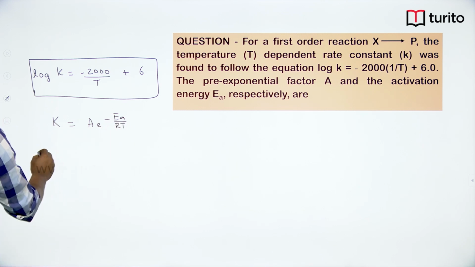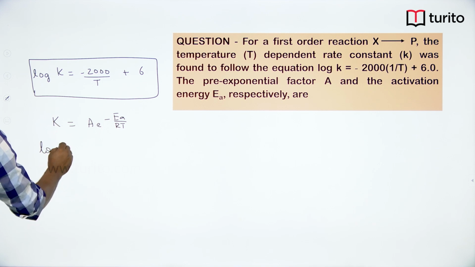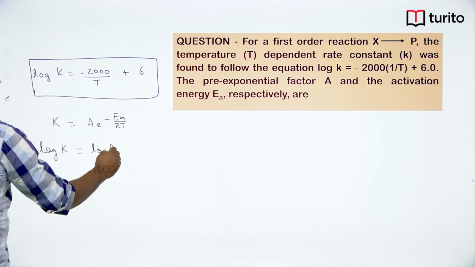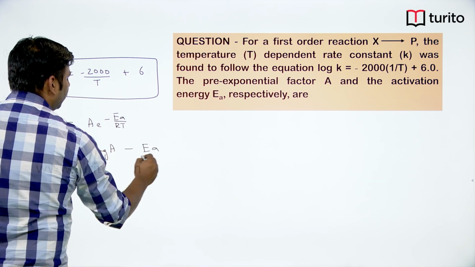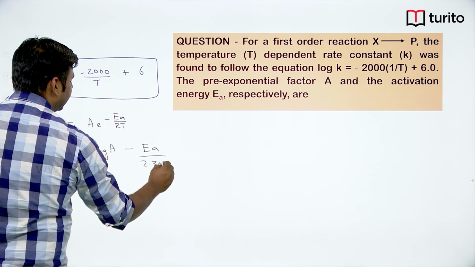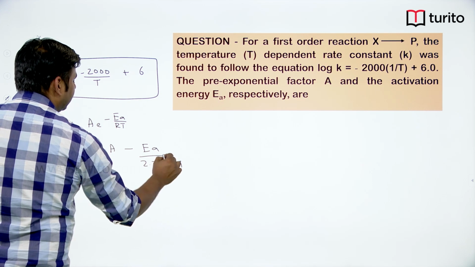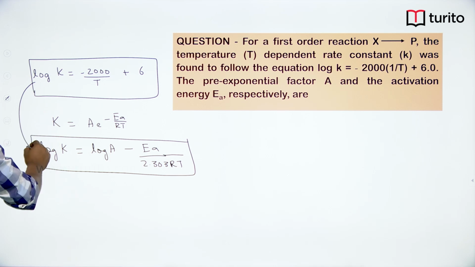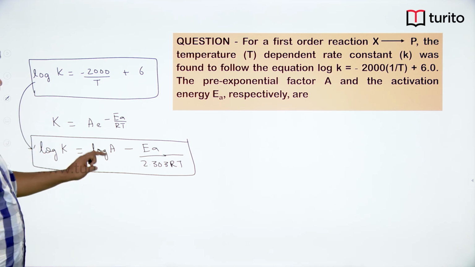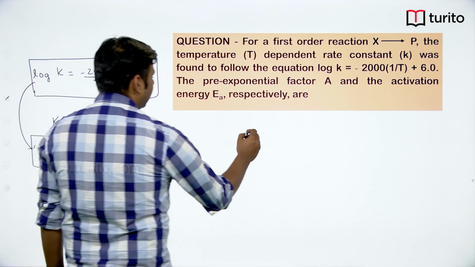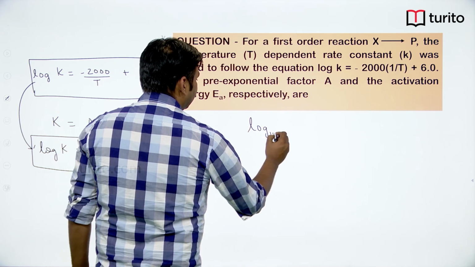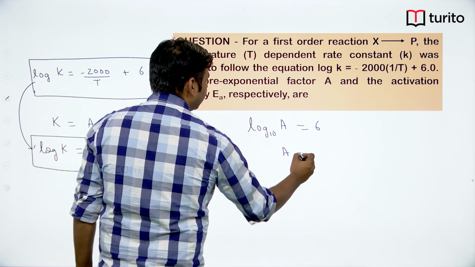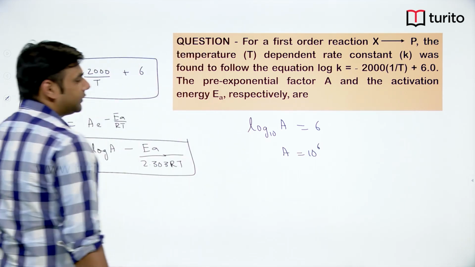If you take log, we have already done this, this is log K equals log A minus EA upon 2.303 RT. So the equation that has been given to us is of this form. We will just compare this. We know that log base 10 of A will be equal to 6. So the value of Arrhenius constant A would be 10 raised to power 6.